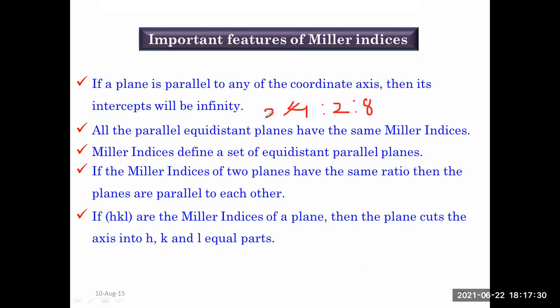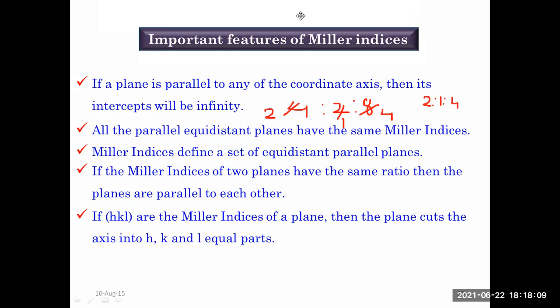Definitely. This is 2, this is 1, and this is 4. Let us see. 2:1:4. So 4:2:8 is the same as 2:1:4. This is what this particular statement will tell us. If the Miller indices of two planes have the same ratio, then the planes are parallel to each other. If h, k, l are the Miller indices of a plane, then the plane cuts the axes into h, k, l equal parts. See, just now we have seen that.